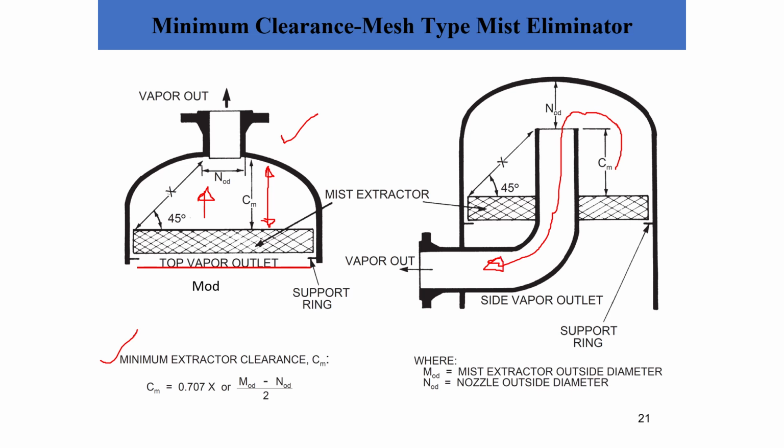But the bottom line is that the minimum extractor clearance, which is Cm, can be found as follows: Cm equals 0.077 multiplied by MOD minus NOD divided by 2, where MOD is the mist extractor outside diameter, and NOD is the nozzle outside diameter. This is the difference between the two new definitions, MOD and NOD.